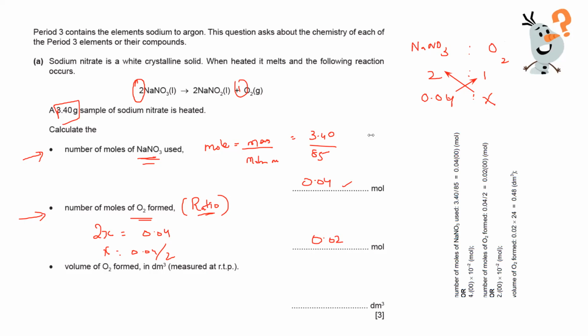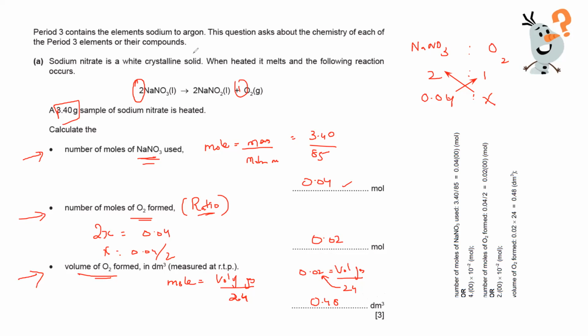And for the third part, we need the volume. So how do we get the volume? There's a formula to get the volume related to moles. Moles equal volume of the gas divided by 24. Moles are 0.02. Volume of the gas is unknown, divided by 24. If 24 is divided on one side, on the other side it will be multiplied. So 24 multiplied by 0.02. So we get 0.48 decimeter cube of oxygen.